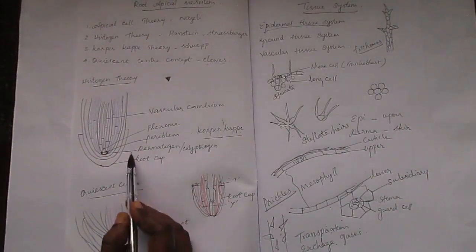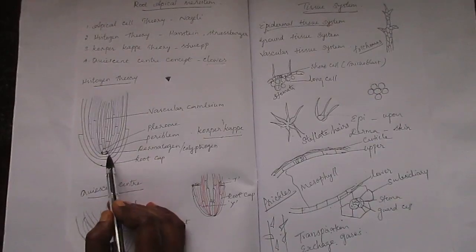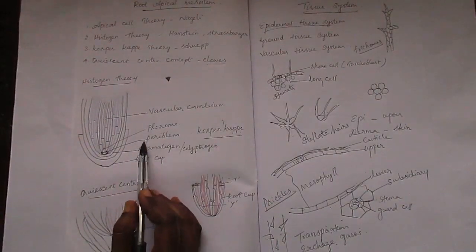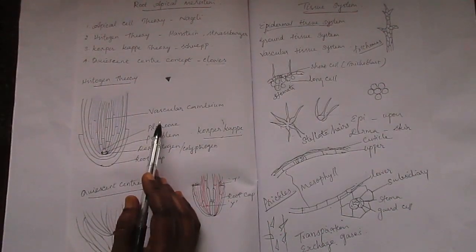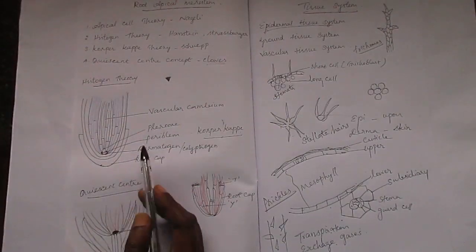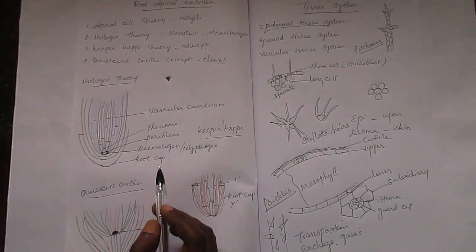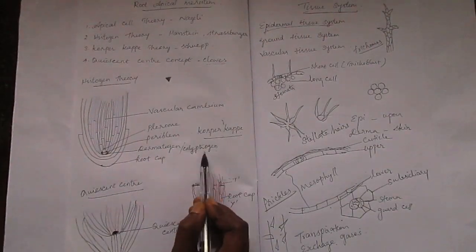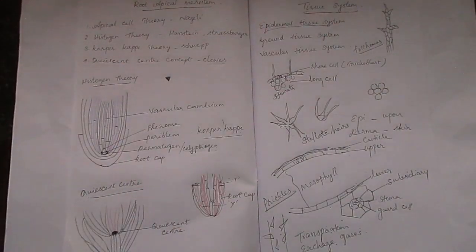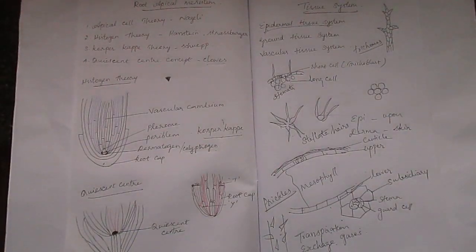Dermatogen is the outermost layer. It gives rise to the root epidermis. And the peribulum is the middle layer which gives rise to cortex. And the plerome is the innermost layer. It gives rise to stele. You know very well there are 3 different regions in the root, stem and leaf: epidermis, cortex and stele, which are derived from these various regions. And this calyptrogen gives the root cap. Root cap derives from the calyptrogen. So histogen theory states these regions.